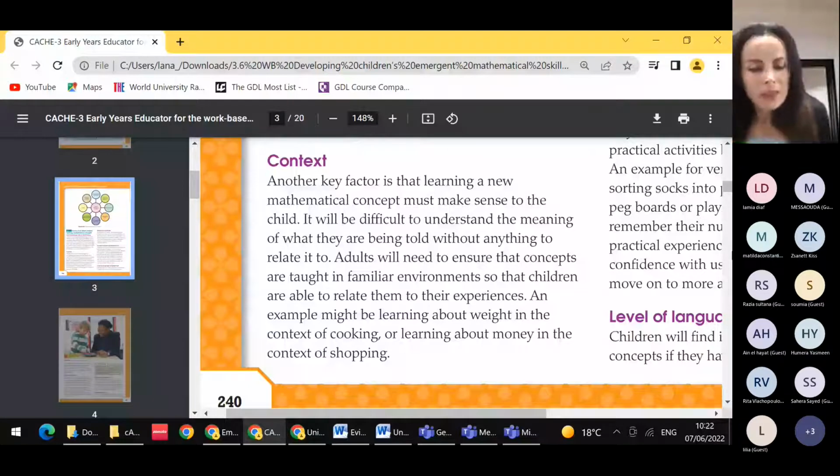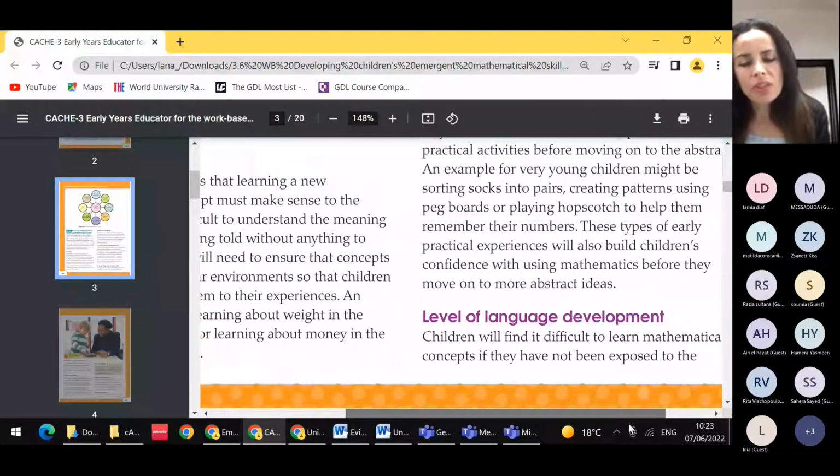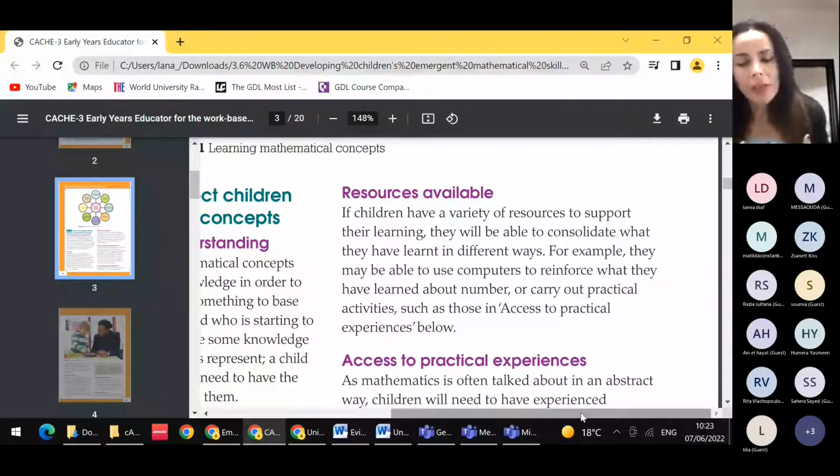Or, for example, if you have money, you need to show them how to count it, how to pay for the shopping. So you teach them how to use numbers, depending on the context of their situation. Make them more familiar with the mathematical terms. Third thing is resources available. If the children have a variety of resources to support their learning, they will be able to learn more.